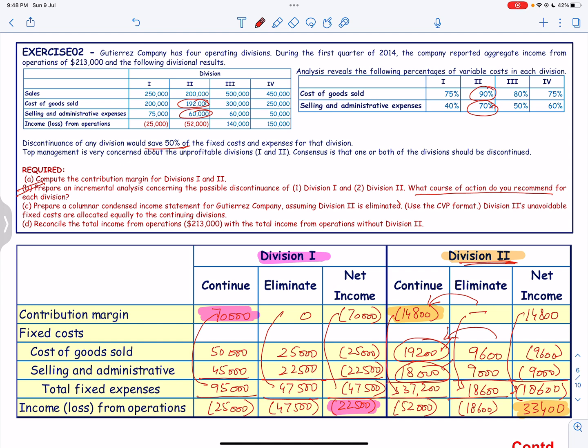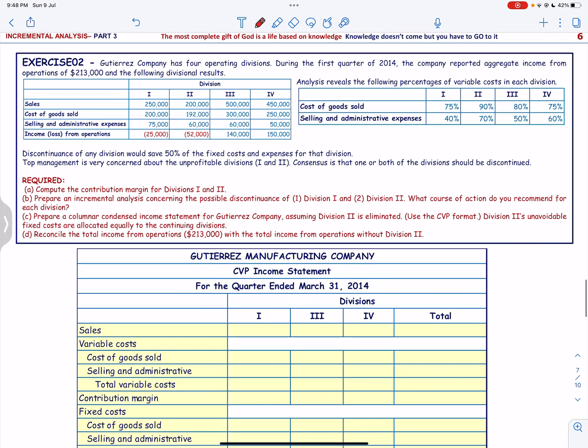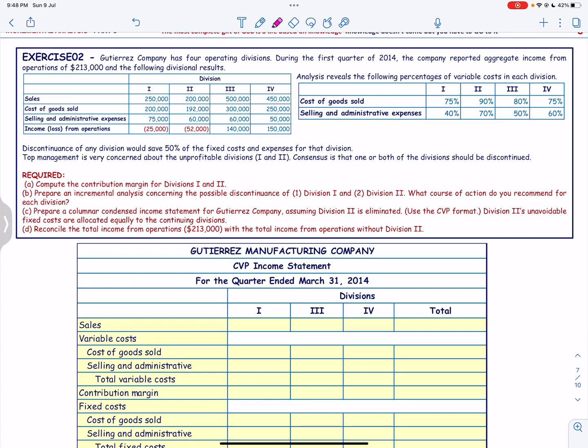Prepare a columnar condensed income statement for the company assuming division 2 is eliminated, and we will look into how we do that. So the company wants to eliminate division 2, and let us see what happens. So if they are going to eliminate division 2, let us look into the sales. Sales for division 1 is 250,000. Sales for division 3 is 500,000, and sales for division 4 is 450,000, and this gives a total of 1,200,000.